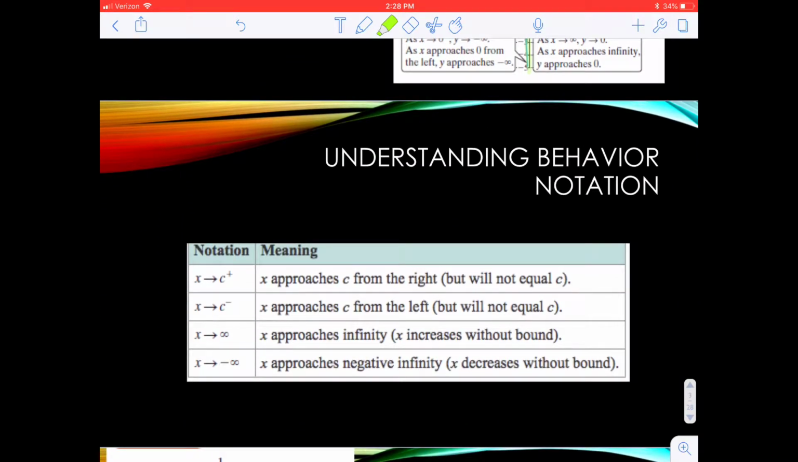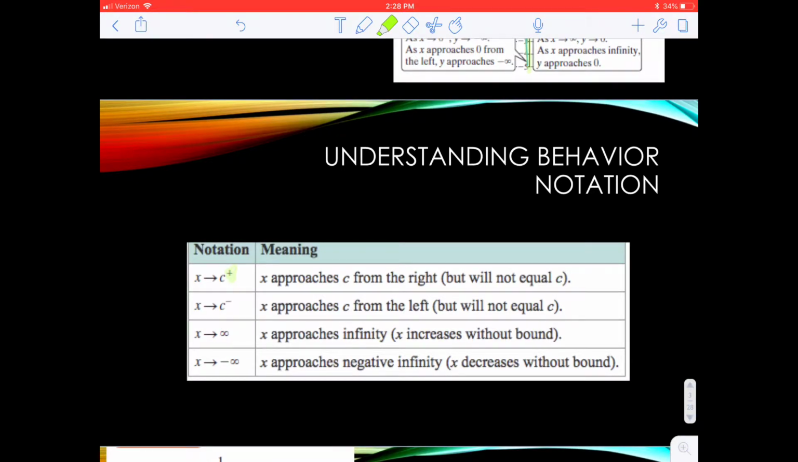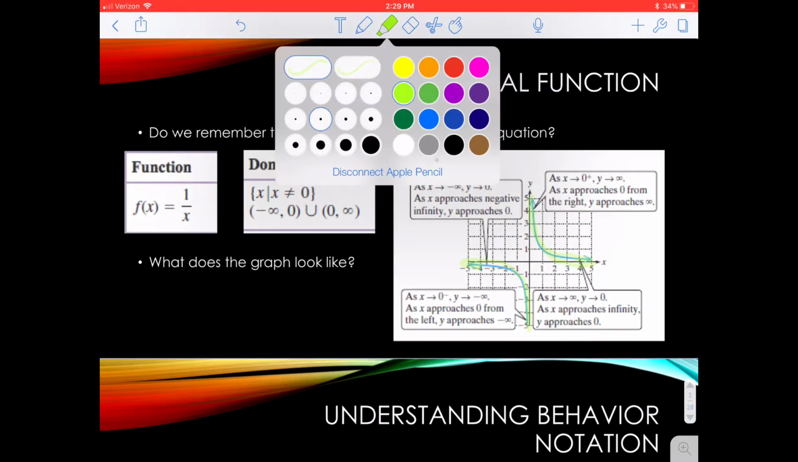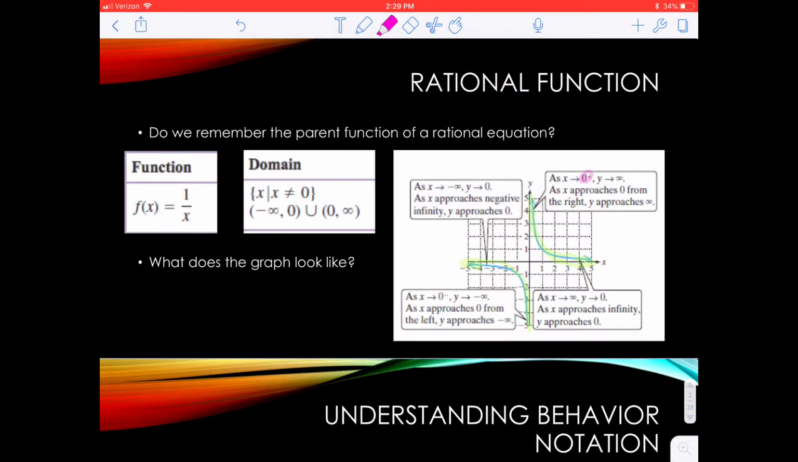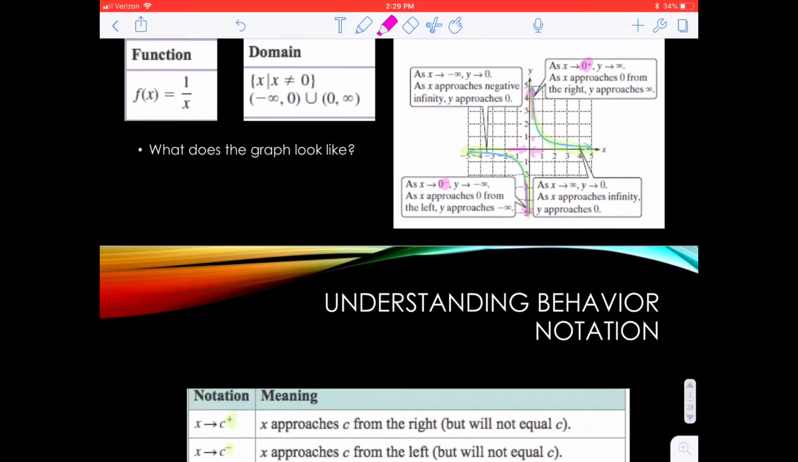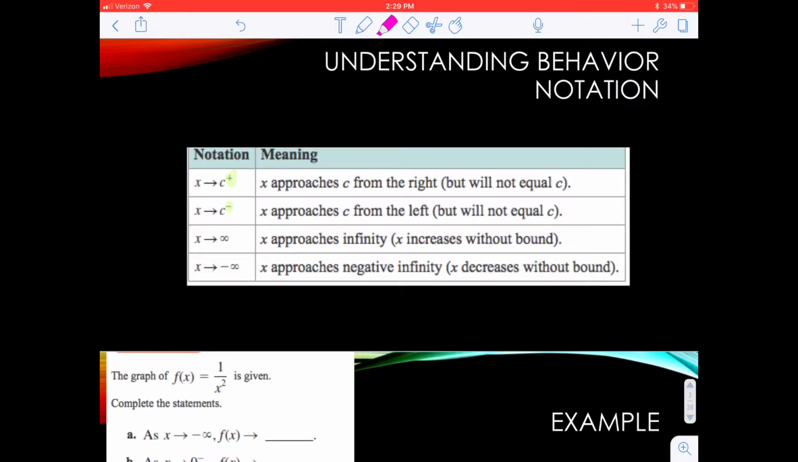We want to understand this notation because you may see these plus and minus signs. All that means is you're approaching a value from either the right or from the left. I'm going to highlight here in pink: you can see I have 0 from the right, because if I'm coming from 0 in this direction, my y values are headed upward. But if I approach 0 from the left, as I notate with the minus sign, then my y values are going down. Sometimes we need a way to differentiate whether we are coming from the right or the left, because they're doing different things on each side of that particular value.